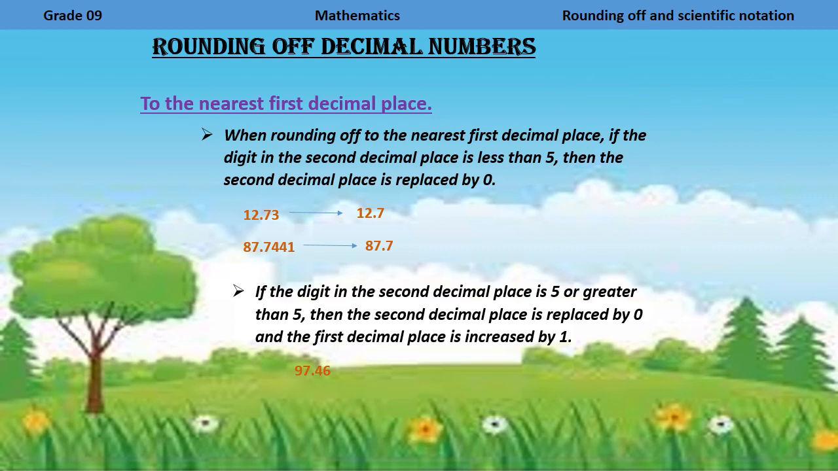87.46. Here 6 is the digit in the second decimal place and it's greater than 5. So we have to increase the first decimal place by 1. Answer is 87.5. 100.25. Here 5 is the digit in the second decimal place, so we have to increase the first decimal place by 1. Answer is 100.3.